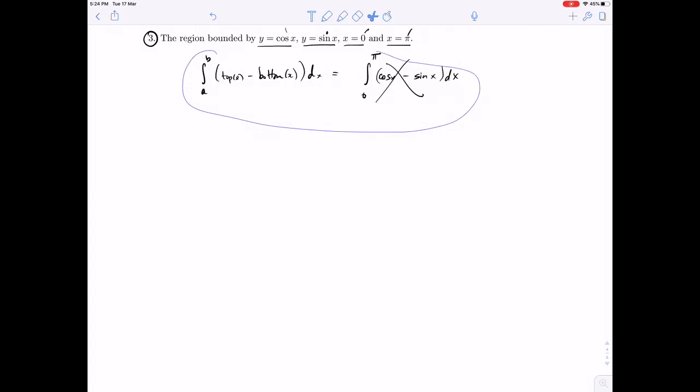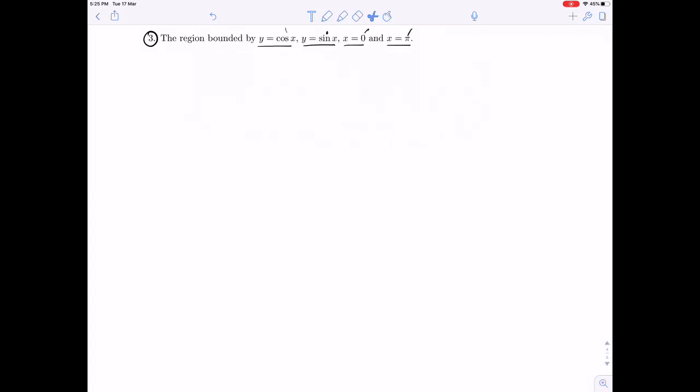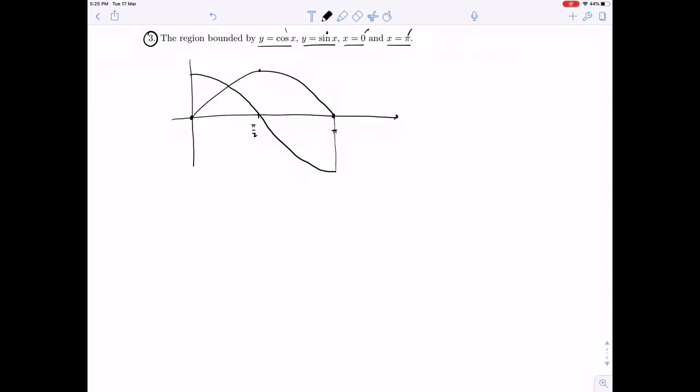So let's have a quick look at the sketch and see why. If we sketch the region as instructed, we want the cosine and sine functions from x equals 0 to x equals pi. Starting with cosine, I know it starts at a maximum, goes through the axis at pi over 2, and is at its minimum at x equals pi. The sine function has zeros at 0 and at pi, and is at its maximum at pi over 2.